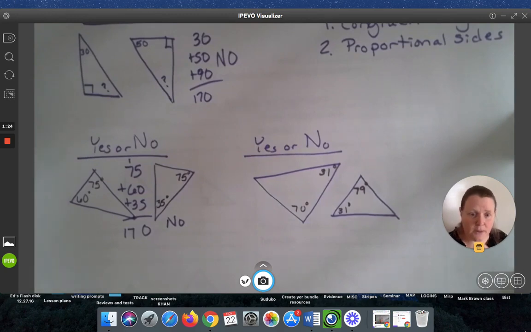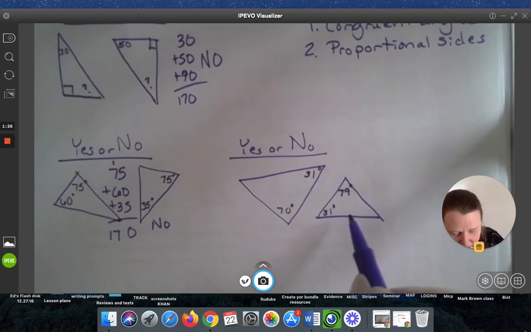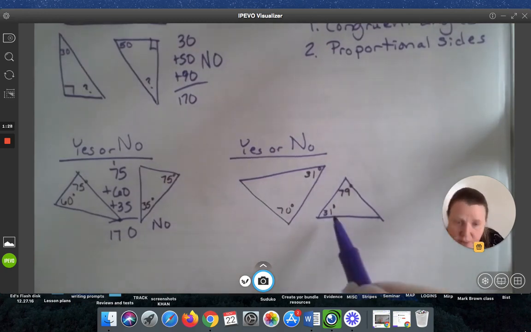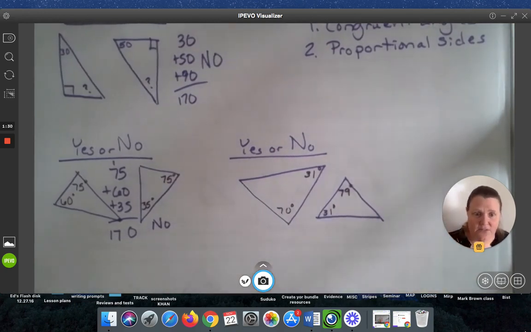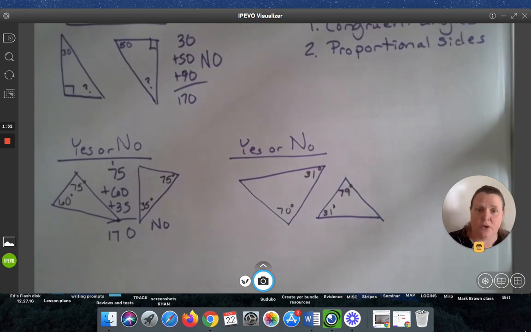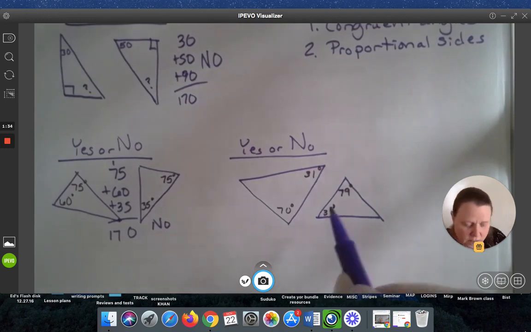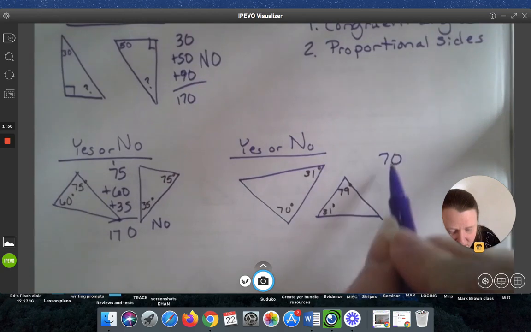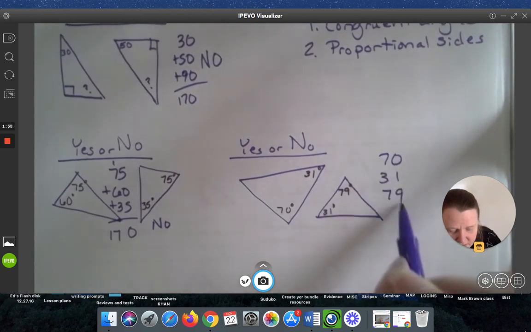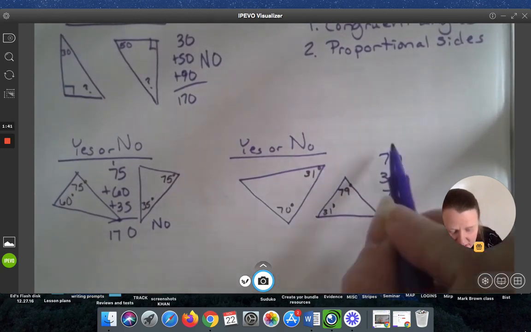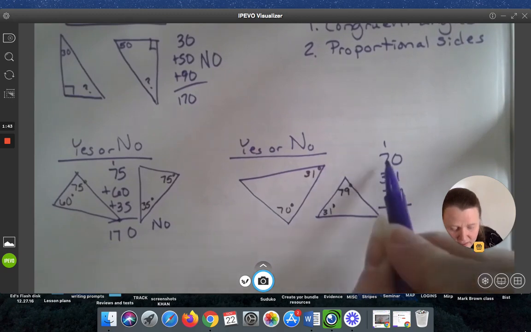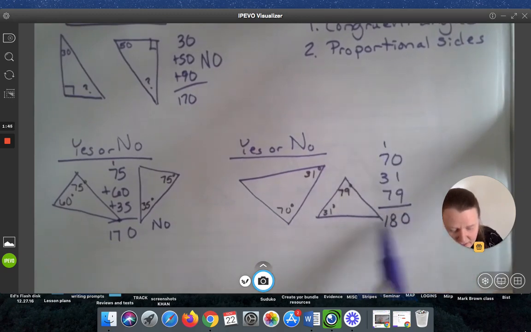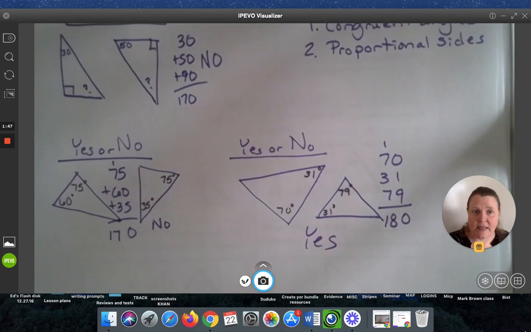So let's try one more. We have again 31 and 31 is a match. So there's a chance. If none of the angles had matched, automatically we could have immediately said no. If we go ahead and add these up, I have 70 plus 31 plus 79. Again, we have a 10, and that would be 10, 7, 8, 180. So this one would be an example of yes.